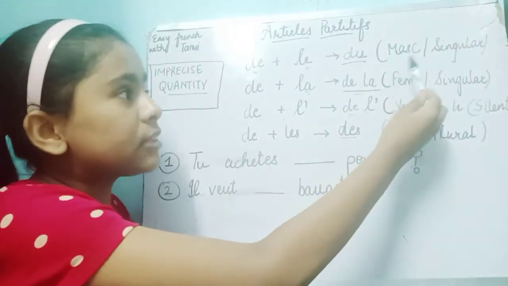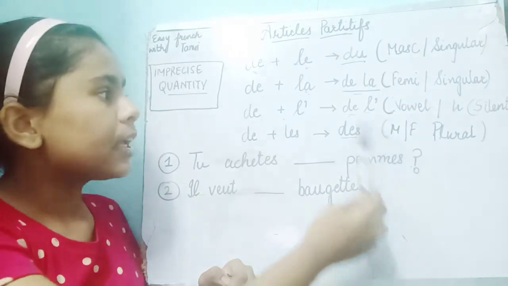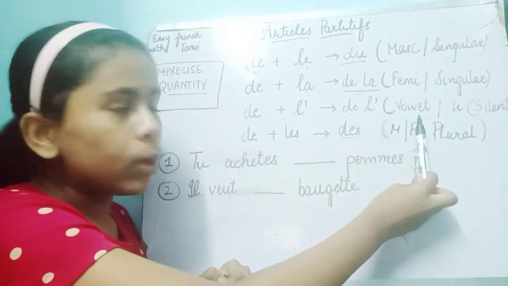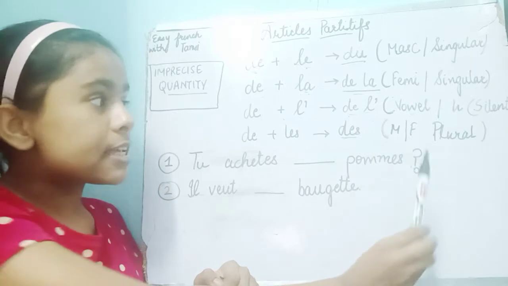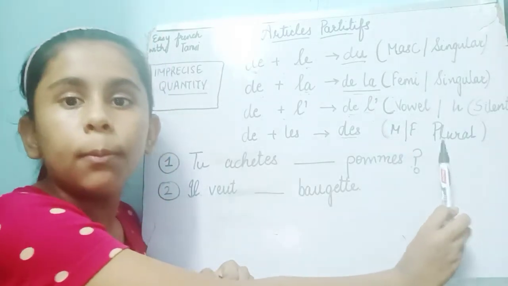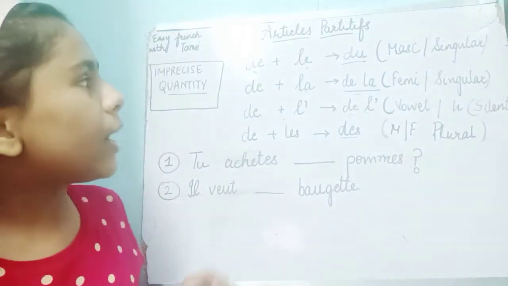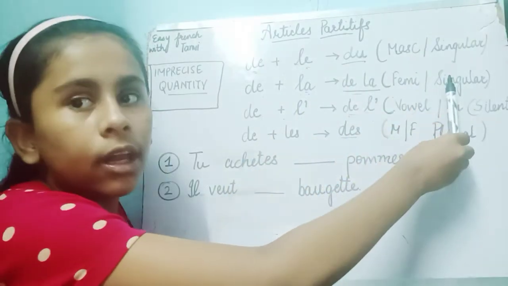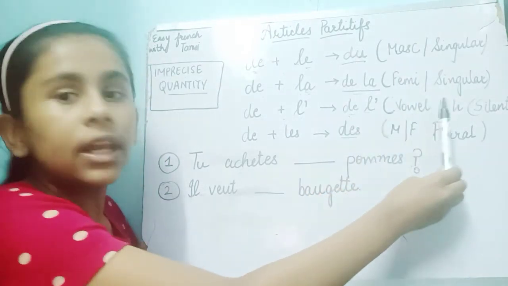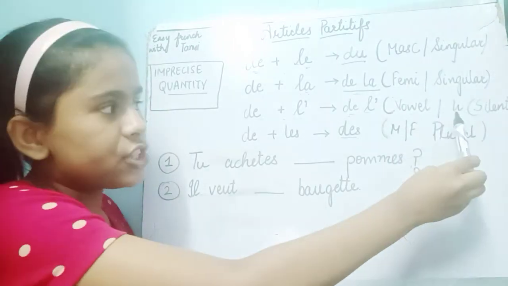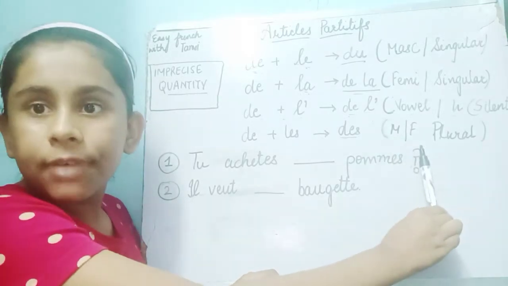Du is applied when the noun is masculine and singular. De la is applied when the noun is feminine and singular. De l' is applied when the noun starts with a vowel or a silent H. Des is applied when the noun is masculine or feminine but plural, both genders. Let's revise. Du when masculine singular. De la when feminine singular. De l' when vowel or silent H. H is treated as a vowel and H is always silent in French. Des when masculine, feminine, plural.